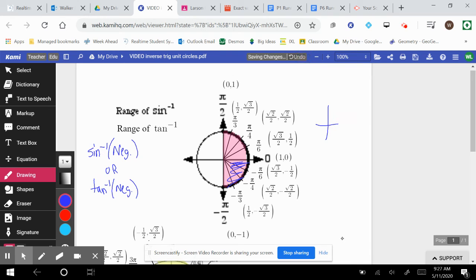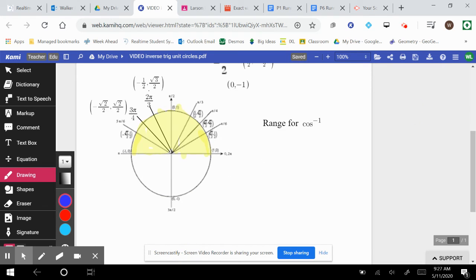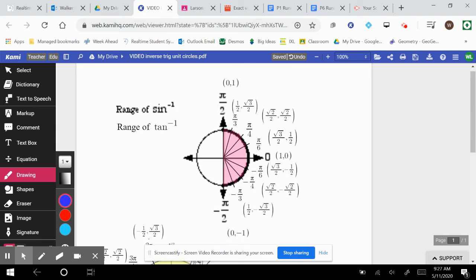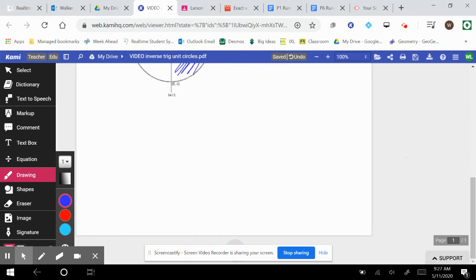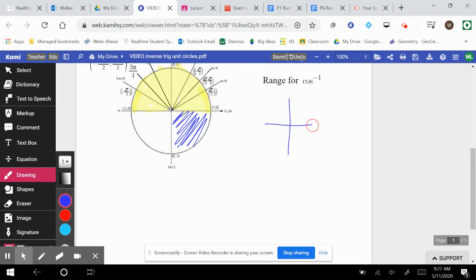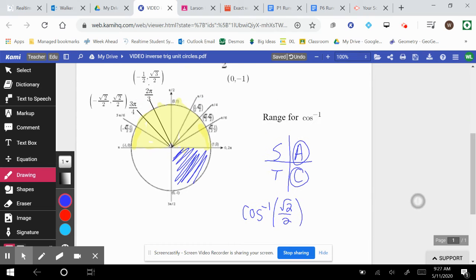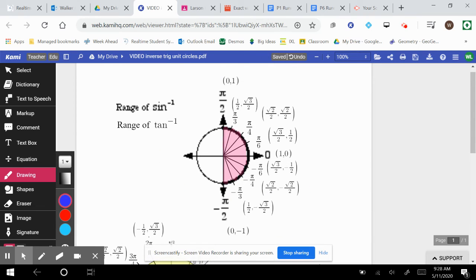Okay, so now, why is cosine different? Cosine is different because quadrant 4, the one that we use for the negative values for sine and tangent, cosine is also positive there. Right? Cosine is positive in Q1 and Q4. So if you were asked for cosine inverse, let's stick with that radical 2 over 2. Well, remember cosine is the x value. Cosine is positive radical 2 over 2 at both pi over 4 and negative pi over 4. So you got to pick the right one.